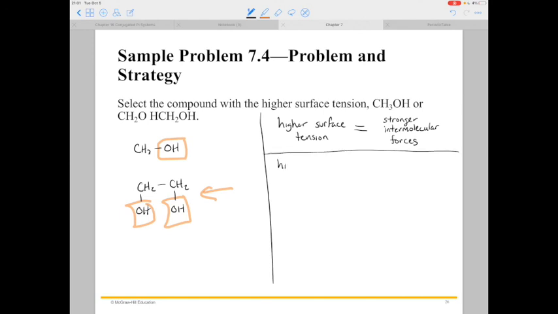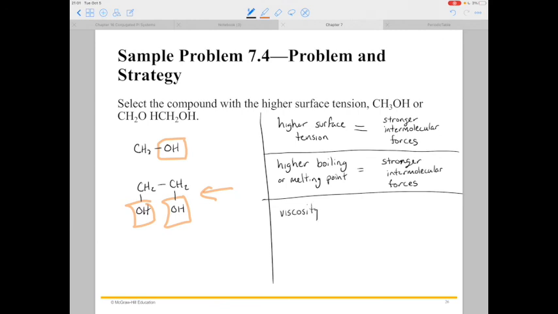All right, and then just to review, which one would we think would have the higher boiling or melting point? Again, a higher boiling point or melting point corresponds to stronger intermolecular forces. What's another one we talked about? Viscosity. Which one do we think will have a higher viscosity? Well, again, higher viscosity corresponds to stronger intermolecular forces. And then what about which one will have a higher vapor pressure?